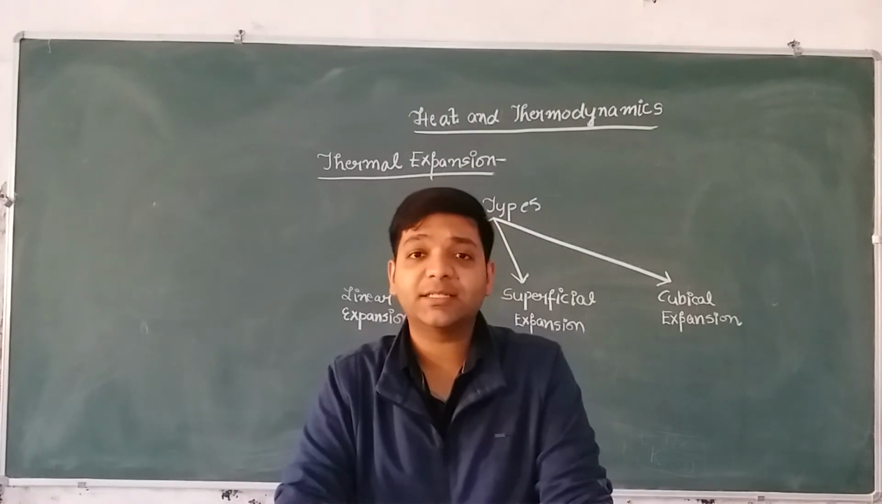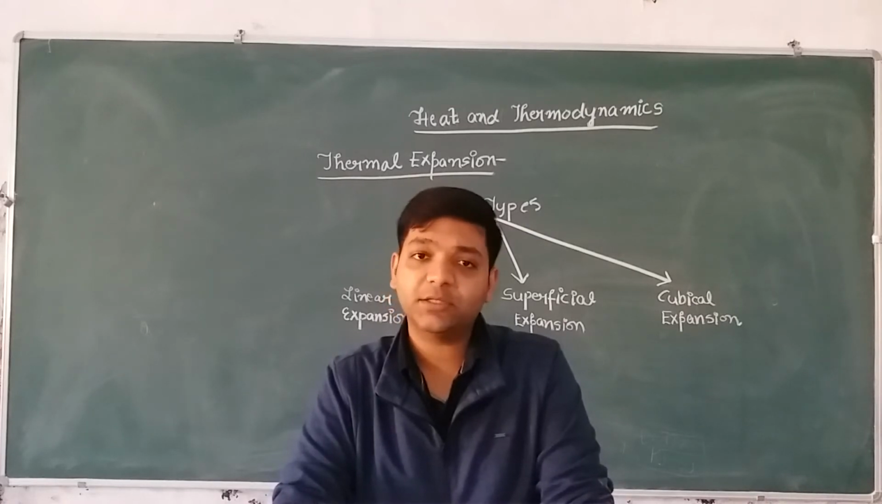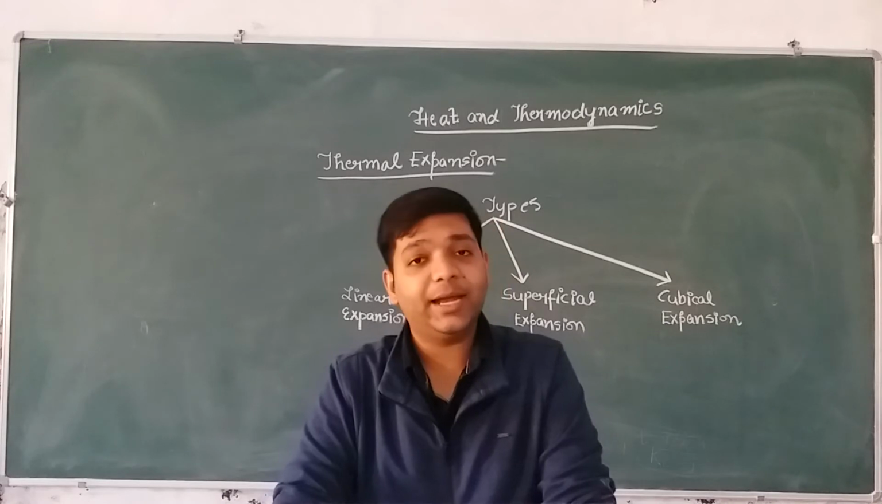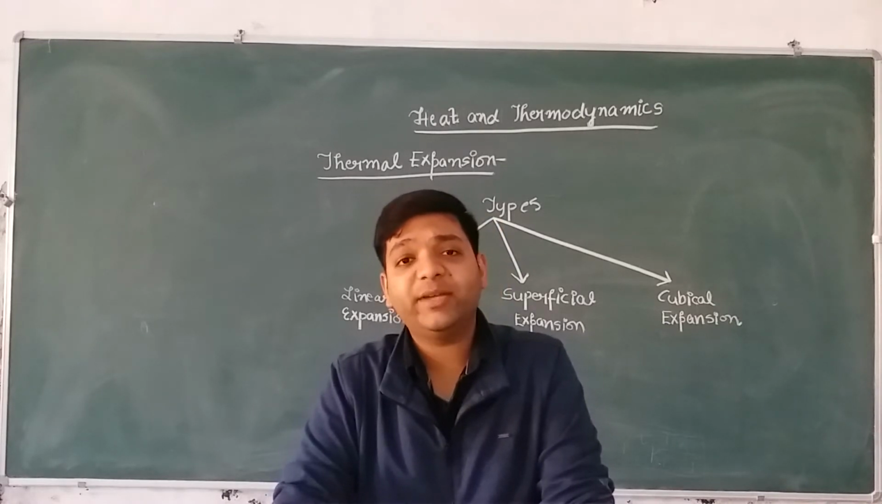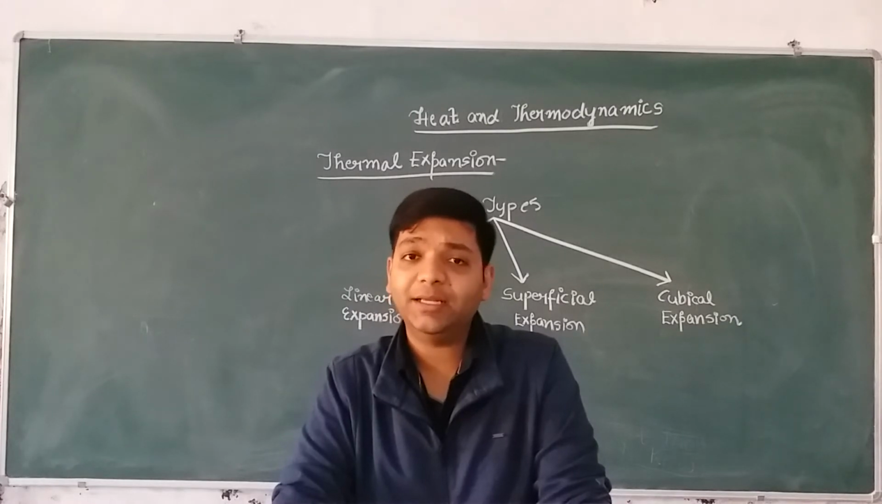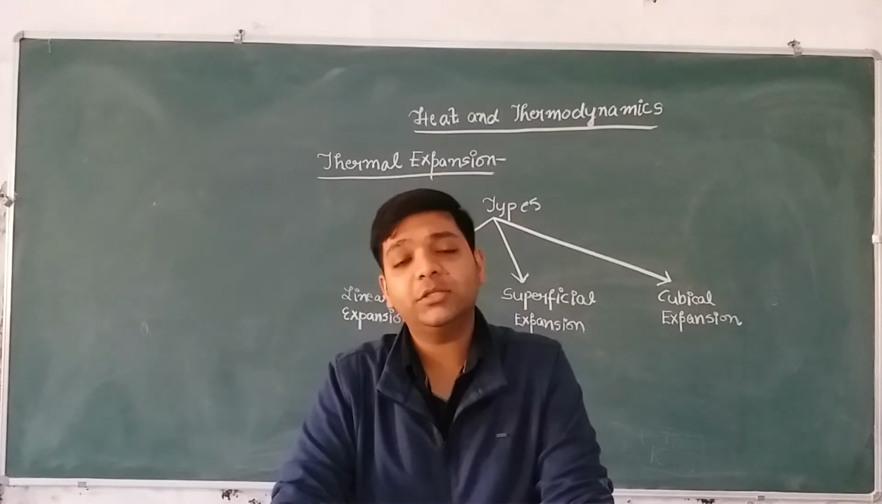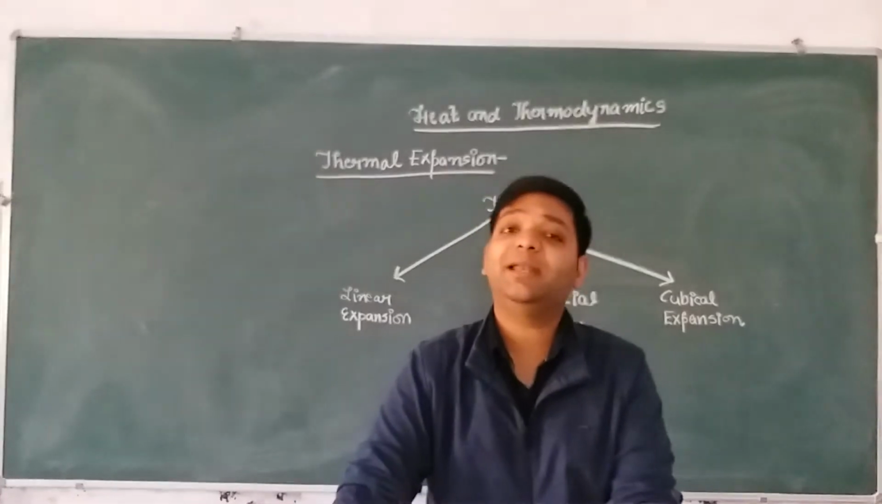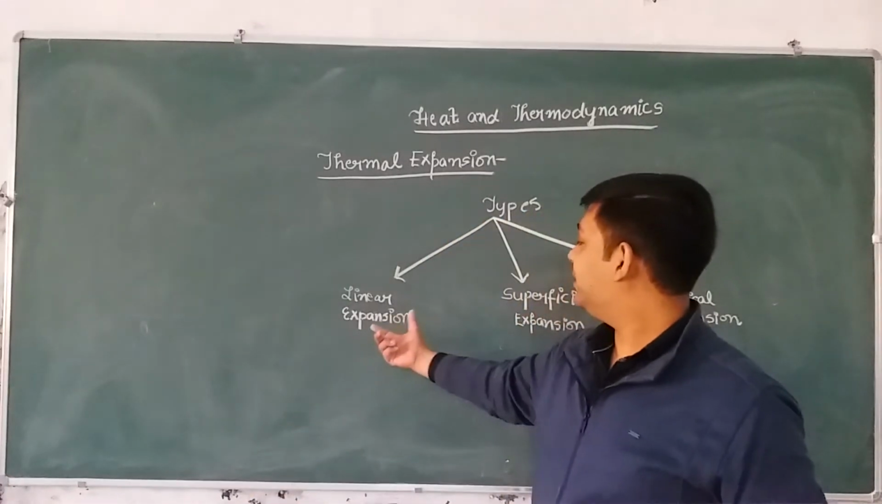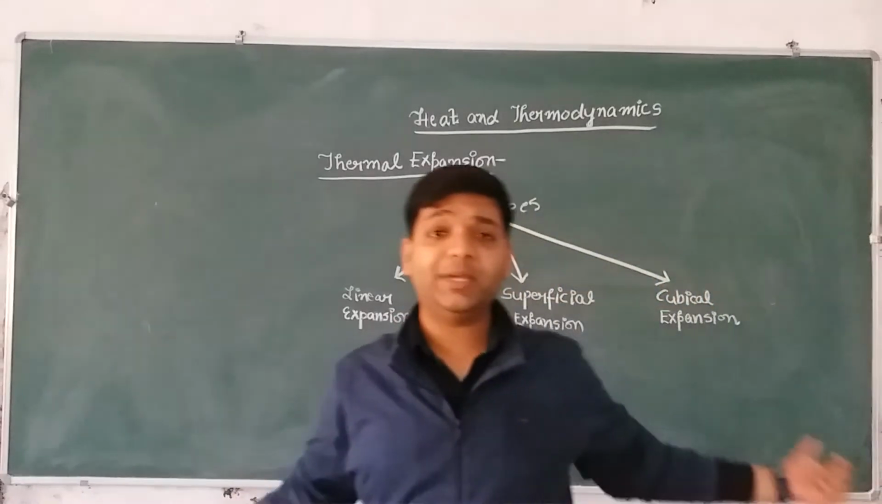And then we discussed the units. The CGS unit of heat is calorie and the SI unit of heat is joule. On the other hand, the units of temperature are degree centigrade, degree Fahrenheit and Kelvin. Then we also discussed thermal expansion, of which there are three types: linear expansion, superficial expansion and cubical expansion.